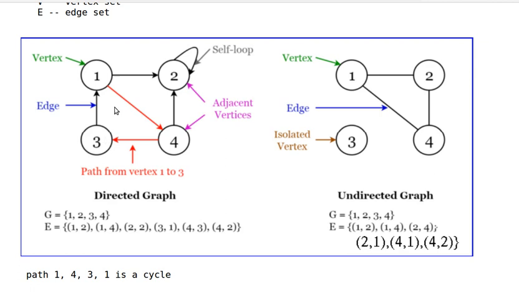1, 4, 3, 1 is a cycle as we can start from vertex 1, traversing through vertices 4 and 3 and going back to 1. 2 is adjacent to 4 as there's an edge from 4 to 2, but 4 is not adjacent to 2 because there's no edge from 2 to 4.